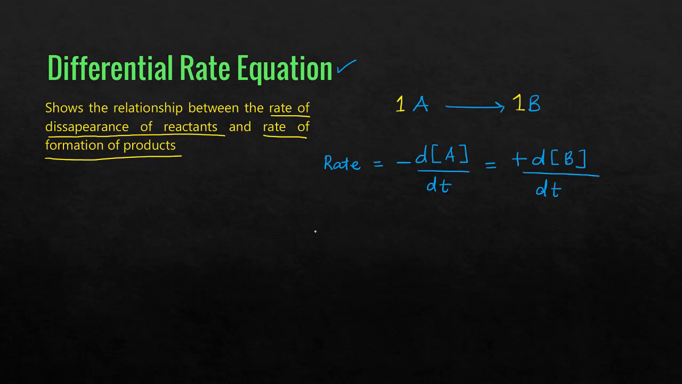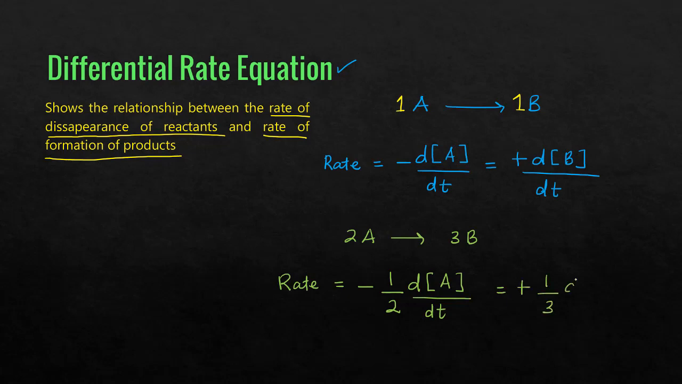But if I have 2 mole of A converted to 3 mole of B. Alright? Okay. So how to write the differential rate equation? So differential rate equation is rate, mesti start dengan rate, equals to negative 1 over 2 the concentration of A over dt equals to positive 1 over 3 D concentration of B over dt.